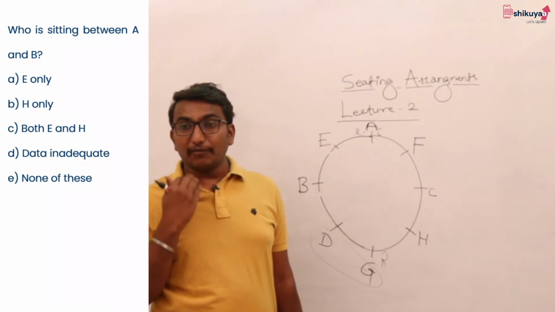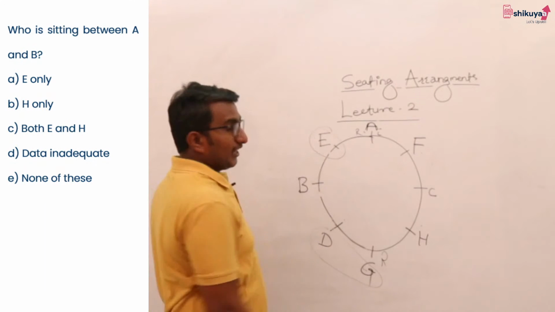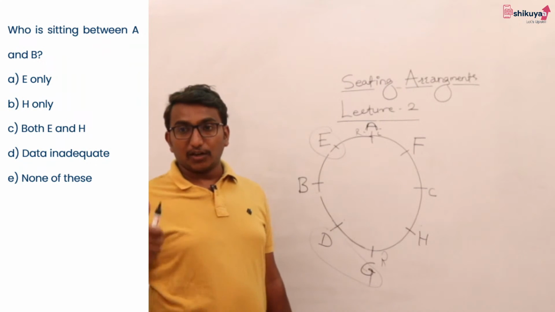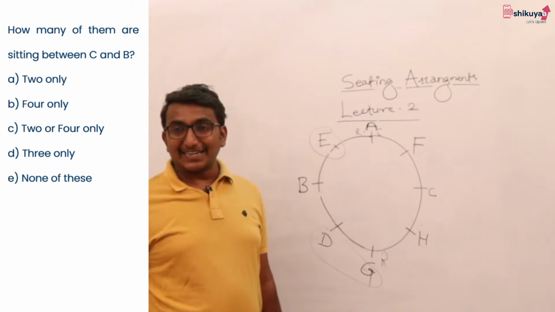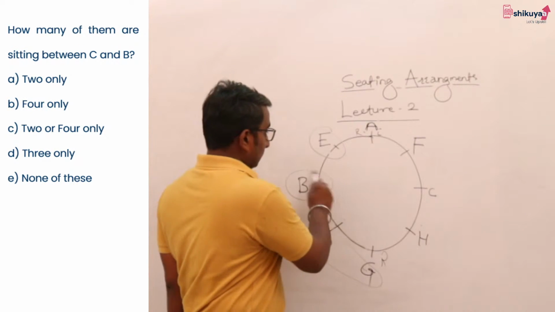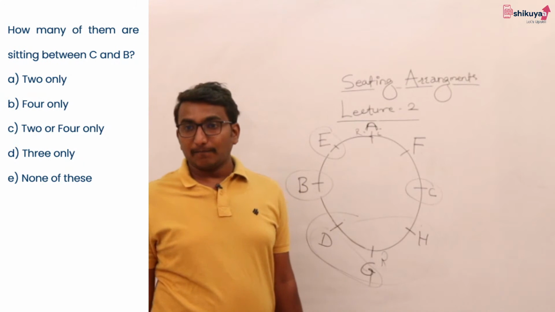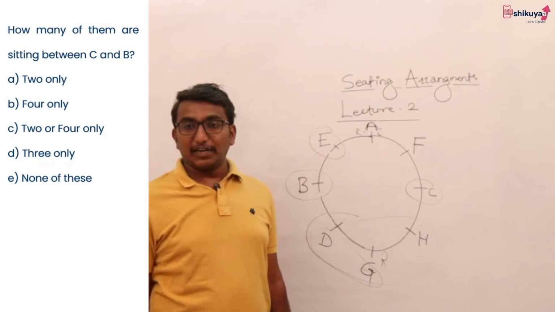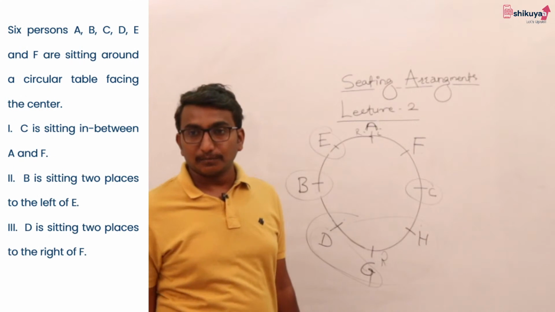Who is sitting between A and B? Your answer is E, E only, option A. Next. How many of them are sitting between C and B? So where is C? This is B and this is C. There are 3 people sitting between them. Your answer is option D, 3 only. Right? Go to the next.